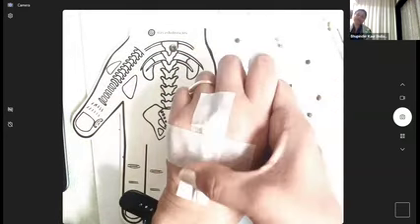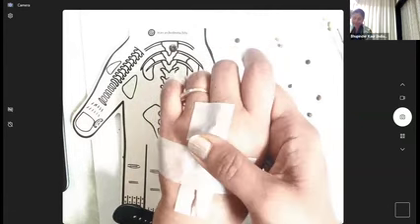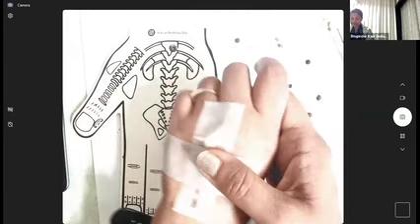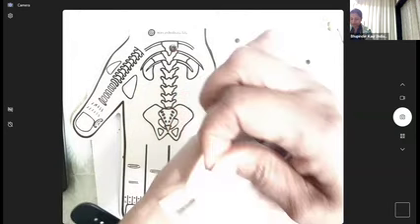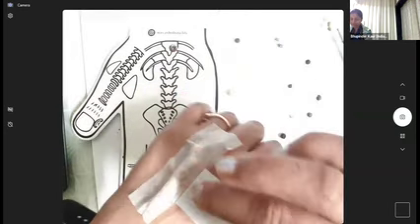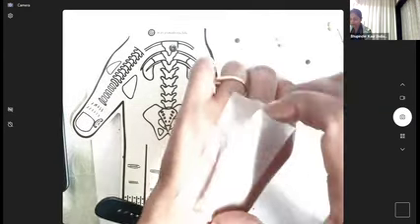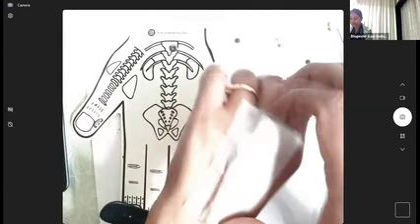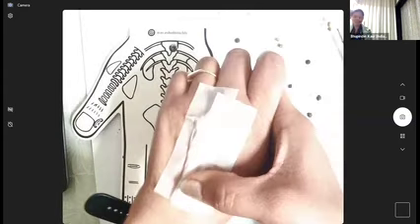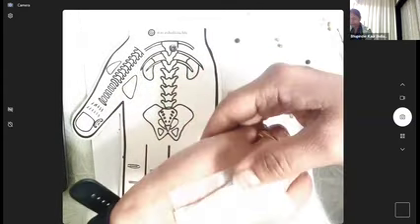So applying seed is like artistic work. It's not necessary that you stick it like this. Some people do like this also, to support. There are many techniques. So this is artistic work. The only thing is that you should fix the seed on the correct point.